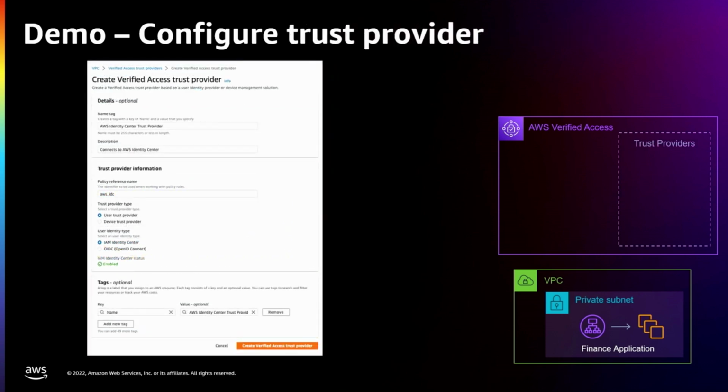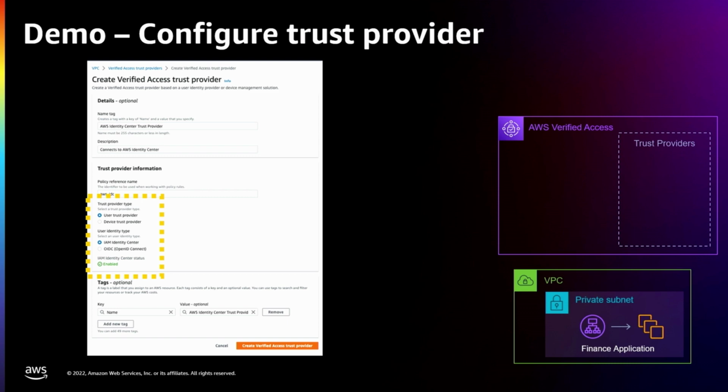This trust provider, I'm going to connect to AWS Identity Center. So I'm going to start by giving it a name, the Identity Center trust provider, and a description. Now I'm going to give it that policy reference name. Like I mentioned earlier, this is the key that I'm going to use when I'm writing context, or when I'm writing Cedar policy that references the context. So in this case, I'm going to say AWS IDC. I'm then going to select that it's a user trust provider and that I'm using Identity Center.